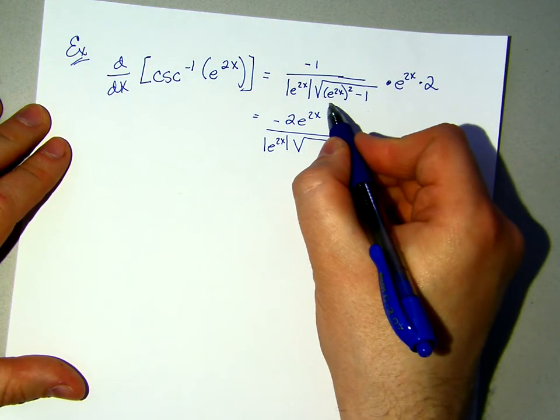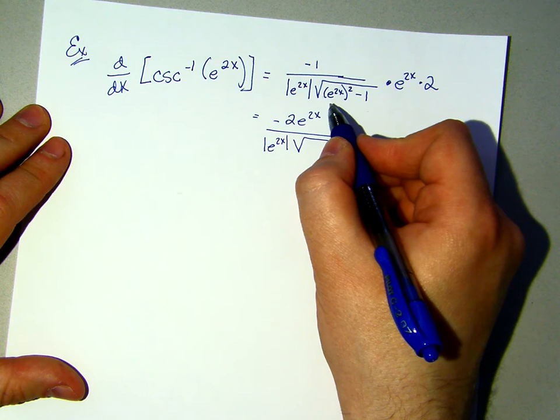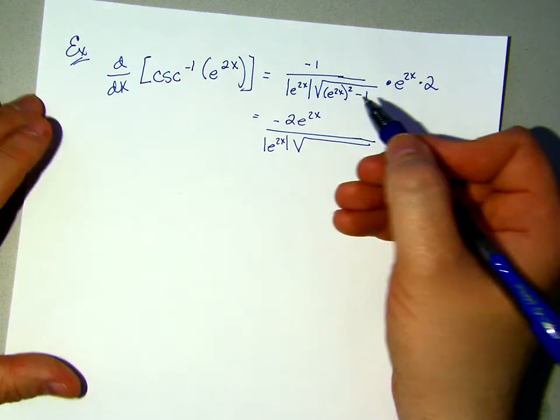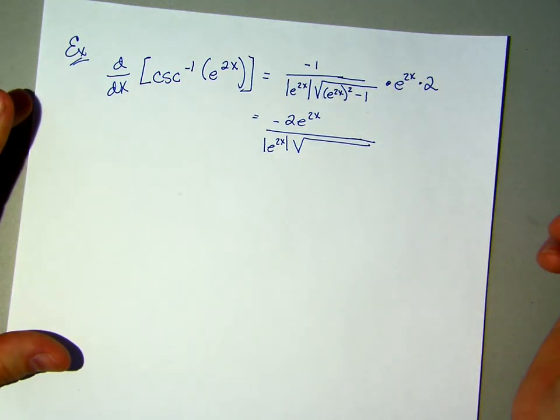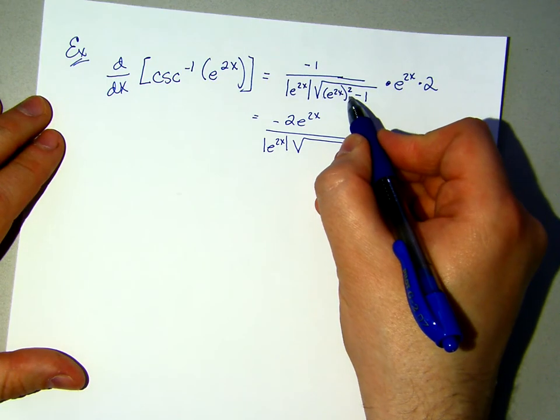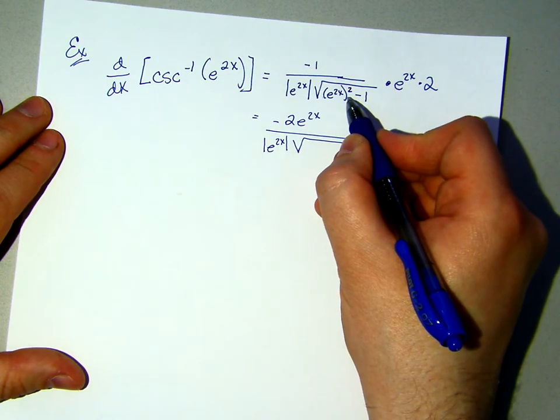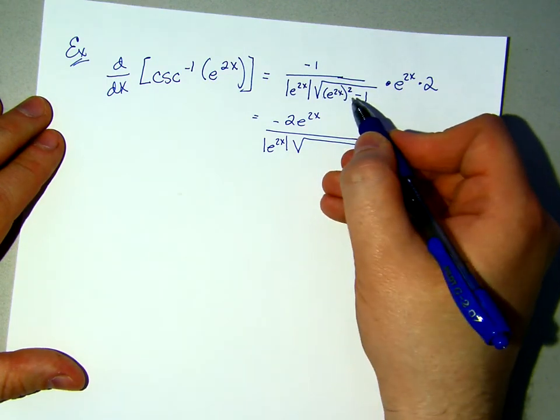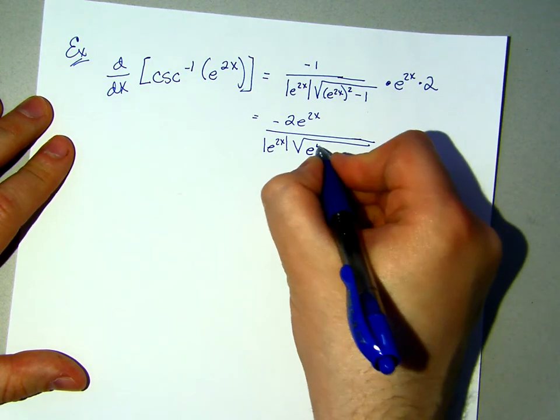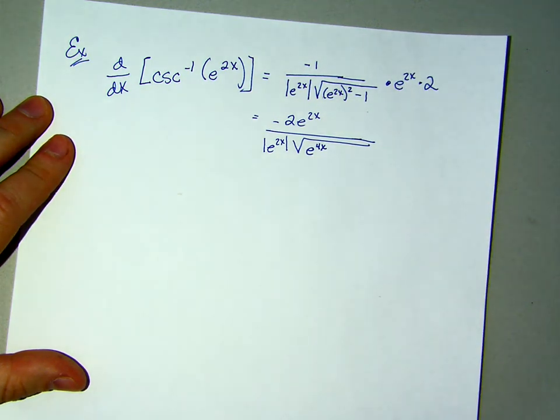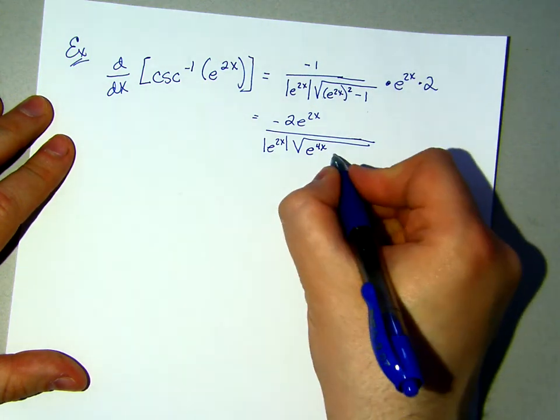What is e to the 2x in parentheses squared? E to the 4x squared? No. Power to a power means we just multiply the powers together. So we're just going to do 2x times 2. We're going to get e to the 4x, not e to the 4x squared. Power to a power, multiply the powers. Minus 1.